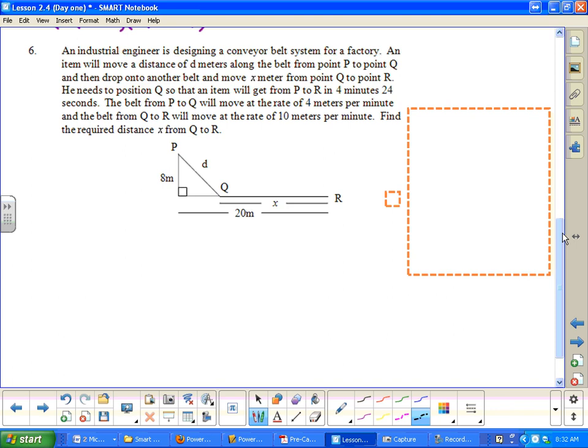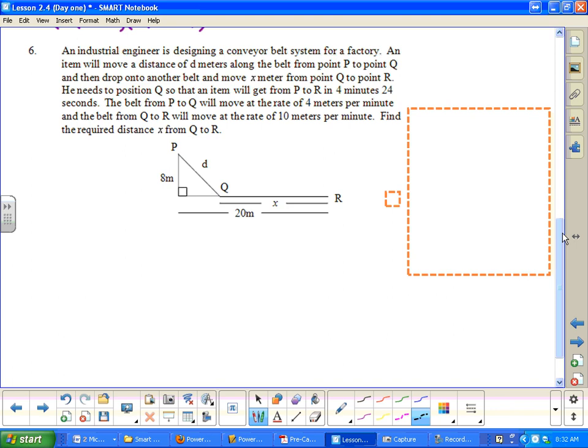An industrial engineer is designing a conveyor belt system for a factory. An item will move a distance of d meters along the belt from a point P to point Q, and then drop onto another belt and move x meters from Q to R. He needs to position Q so that an item will get from P to R in 4 minutes and 24 seconds. The belt from P to Q will move at a rate of 4 meters per minute, and the belt from Q to R will move at a rate of 10 meters per minute. Find the required distance x from Q to R.